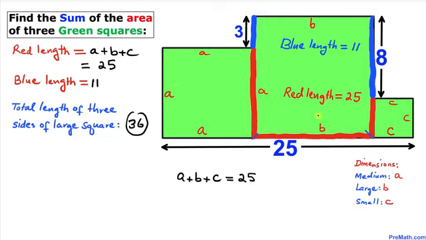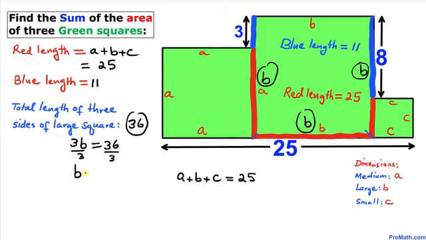And we know really well that each side length of this large square is B. This is B and this is B. So the total length of these three sides is B plus B plus B, which makes 3B. That means 3B equals 36. Let's divide both sides by 3 to isolate B. So B turns out to be 12. The value of B is 12.